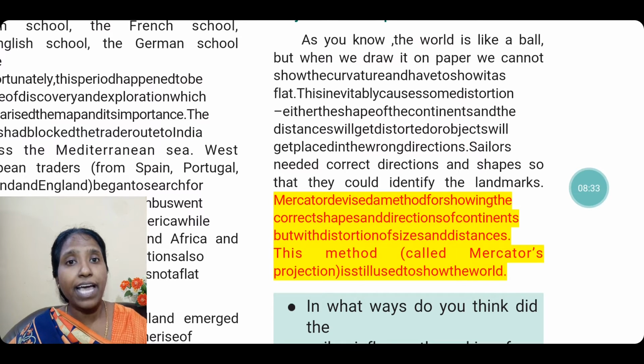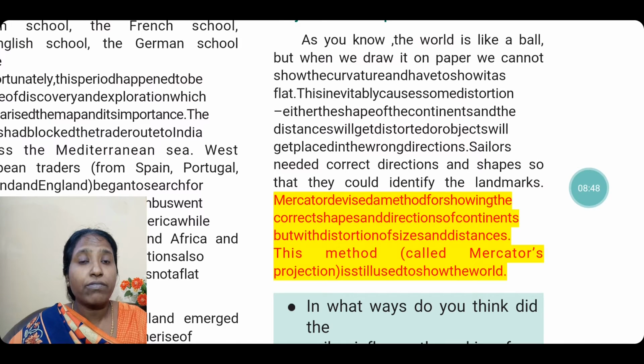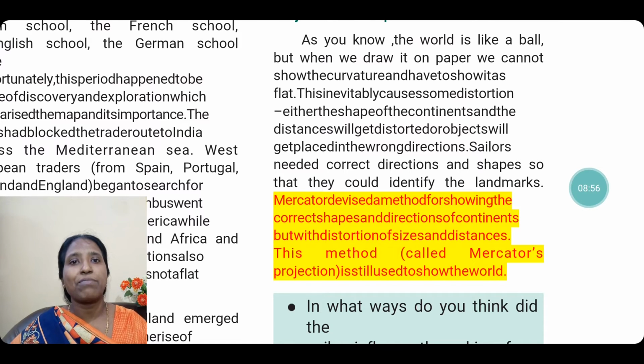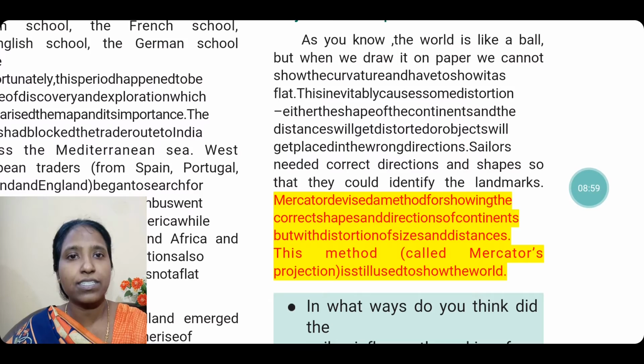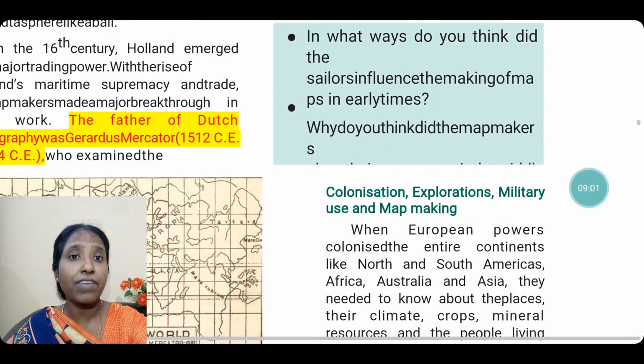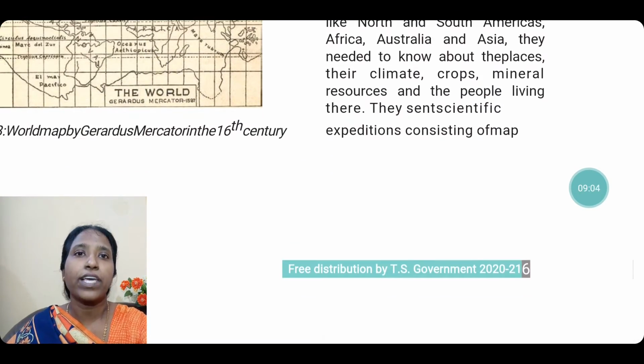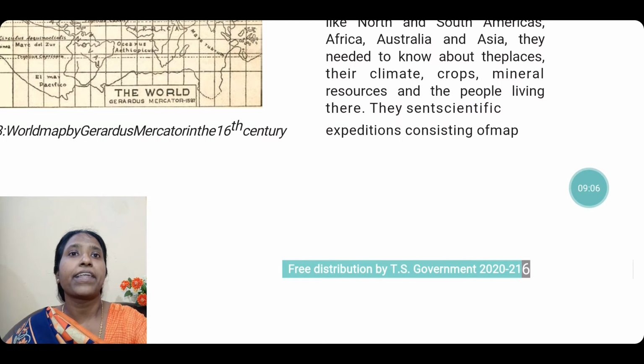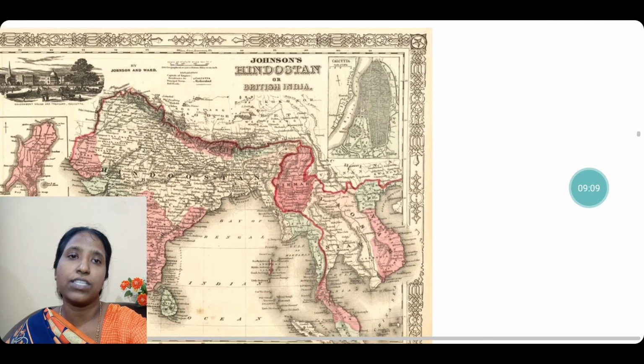So when the 3-dimensional earth is made into a 2-dimensional map, that is, when it is shown on paper, there are some changes. There is a distortion in the size and the distance. But whatever the overall information given there, this is called Mercator's projection, wherein the 3-dimensional earth is represented in a 2-dimensional way with certain calculations. Okay, this is the world map by Gerardus Mercator in the 16th century.